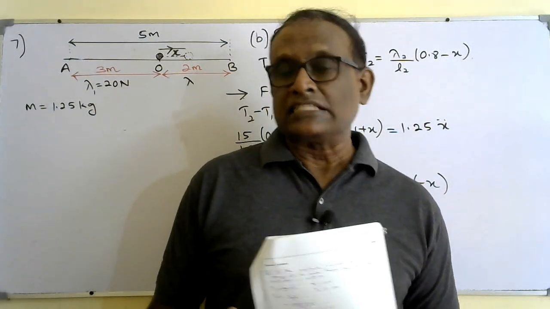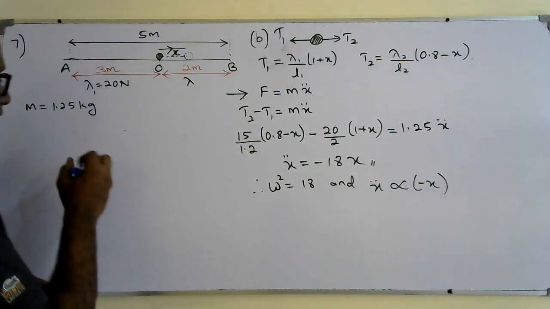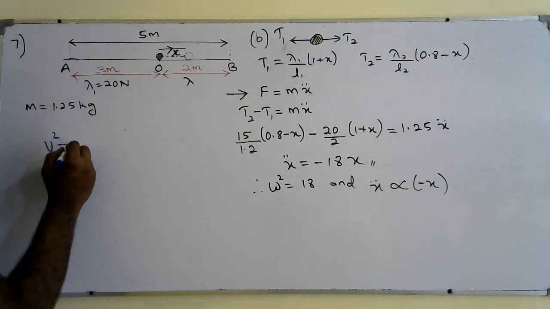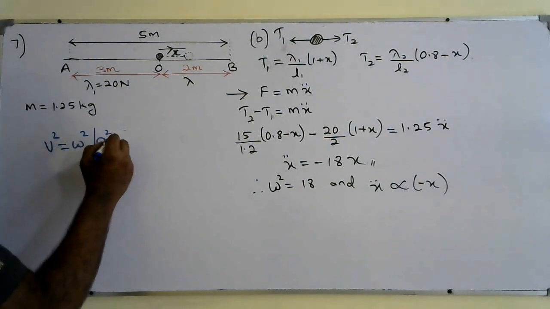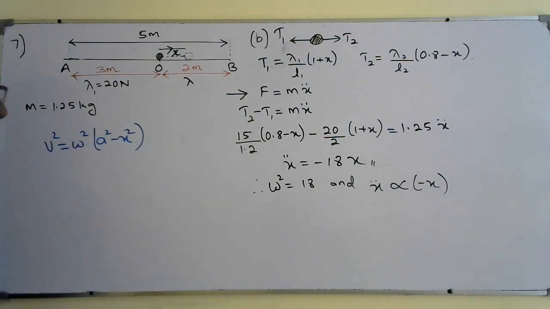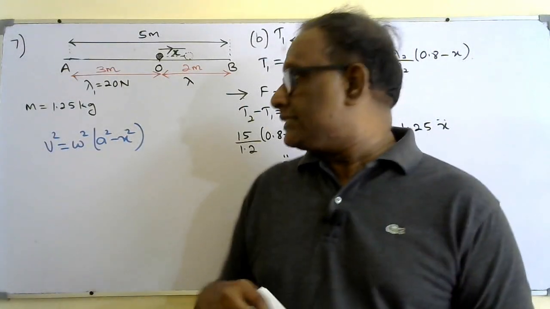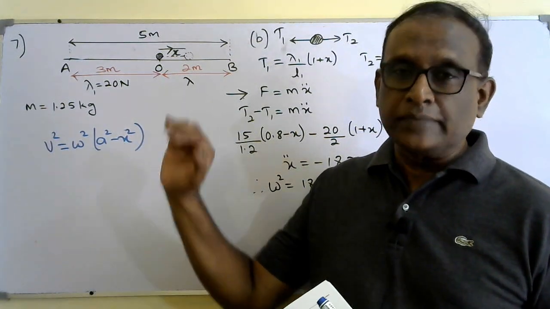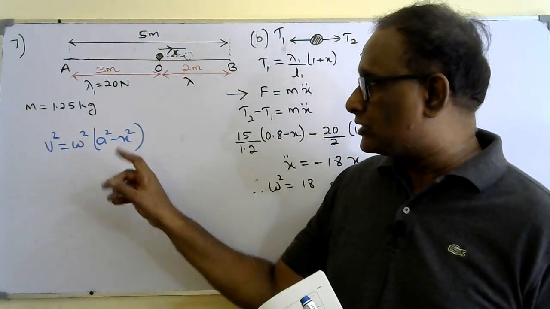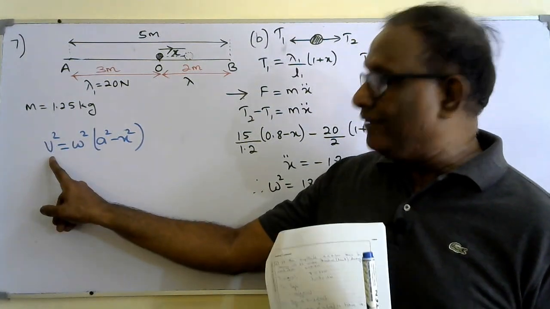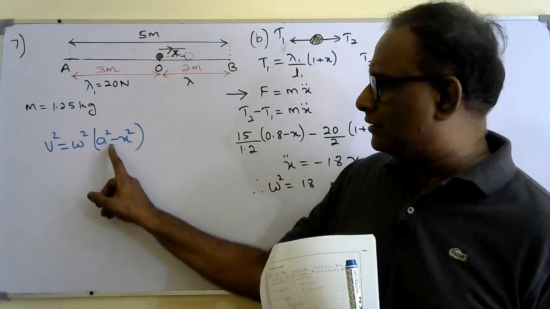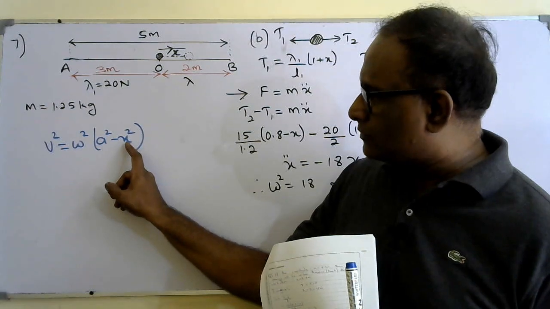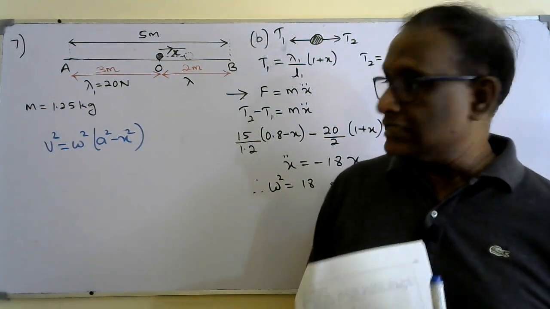So that is the maximum speed. You know the equation, v squared equals omega squared into a squared minus x squared. According to that, at the equilibrium position, x equals 0. You know in this equation, x is the displacement that is always measured from the equilibrium position. So when x becomes 0, we will have the maximum, because we are subtracting a value, and when x becomes 0, v will be the maximum.